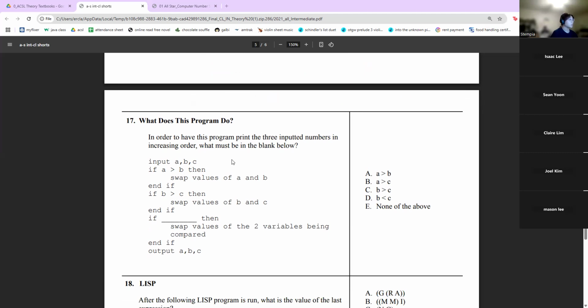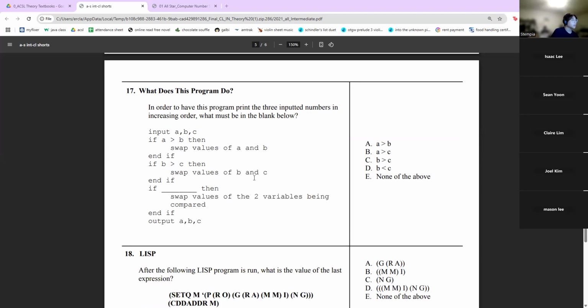And then three if statements, right? It says if A is greater than B, then we're going to swap the values of A and B. We end our if statement. If B is greater than C, then we're going to swap B and C. Then the last part, if blah blah blah, and we have to input one of these four conditions, then we're going to swap the values of the two variables being compared, and output A, comma B, comma C.